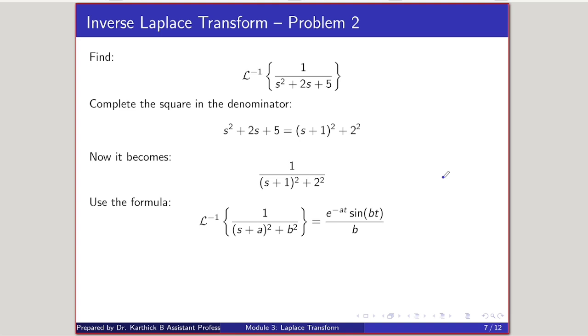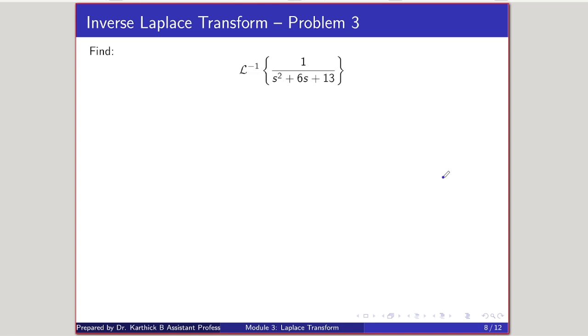Inverse Laplace of 1 by (s plus a) whole square plus b square will be e power minus at sin bt by b. So here b value will be 2 and a value will be 1. So by substituting this, I'm getting the final answer as e power minus t sin 2t by 2.